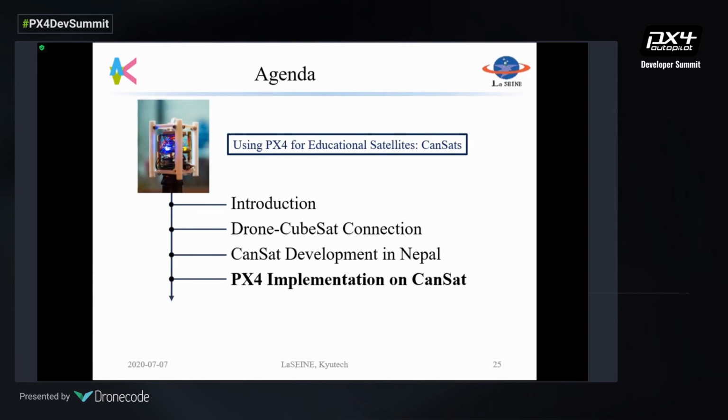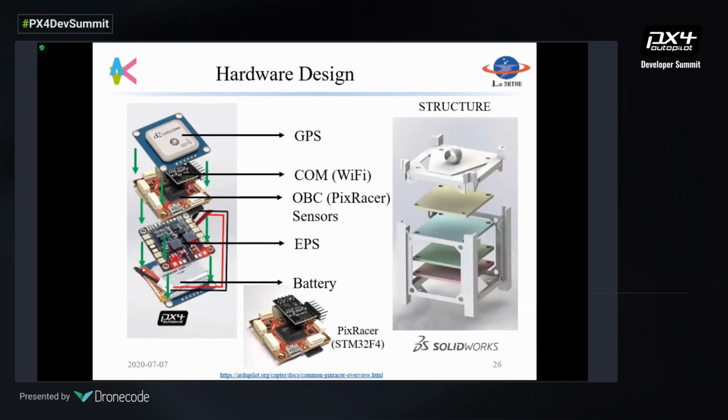So let's look at PX4 being implemented on the CanSat. As you'll notice, these are just drone components. You have GPS, and I just used Wi-Fi for communication. And then you have the onboard computer, which is the Pix Racer. This size was perfect for me.